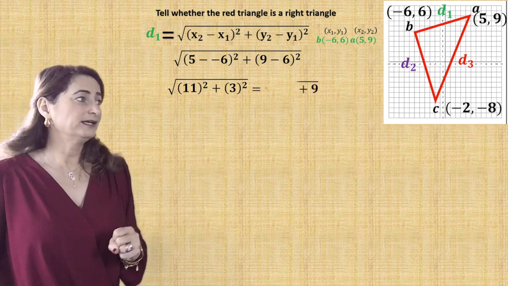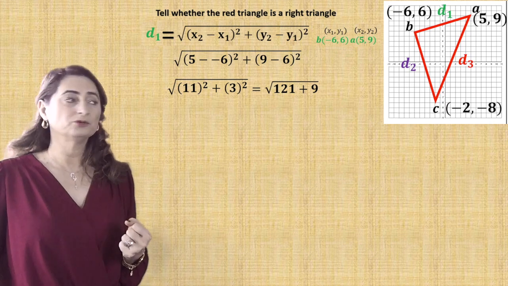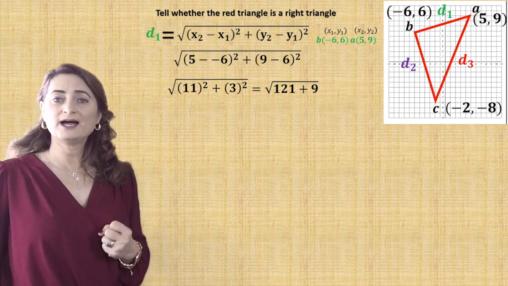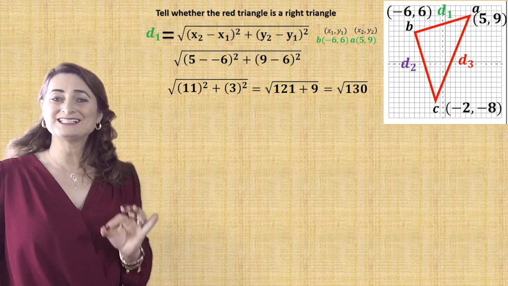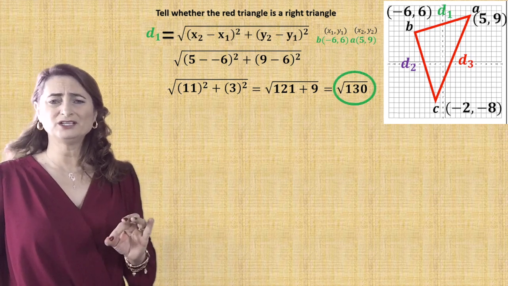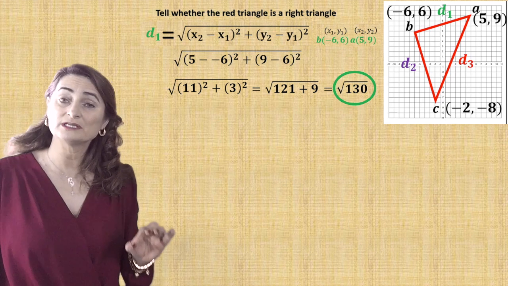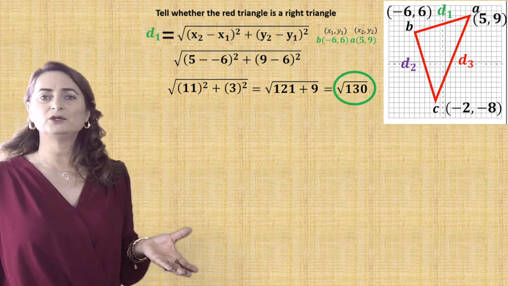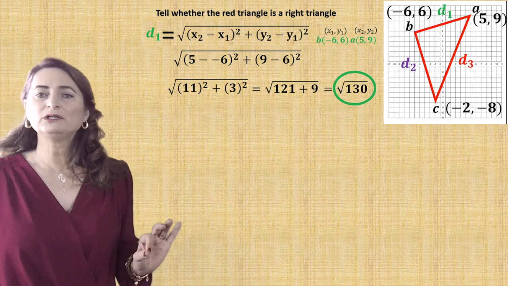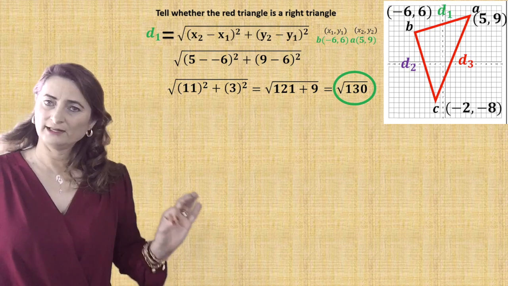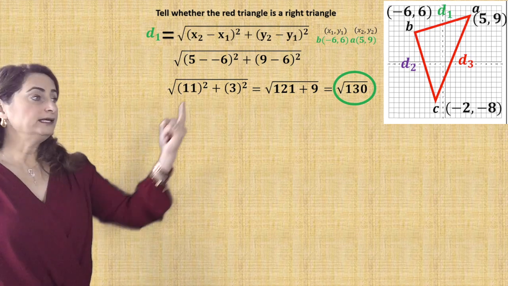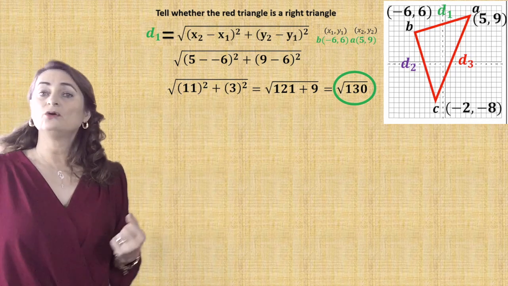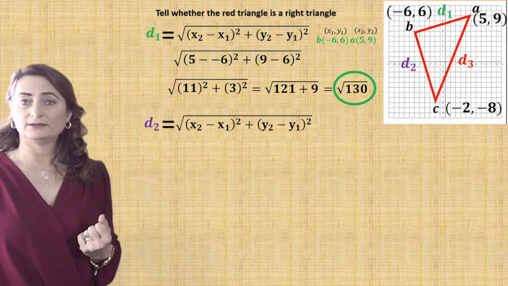Now evaluate again. 11 squared is 121. 3 squared is 9. Now add them, equals 130, but it's still under the square root. So make sure to keep it under the square root till the end. If you do want to evaluate that, go for it, but I will explain to you why not to at the end. Now I need to find how long is side BC, or the distance between B and C.